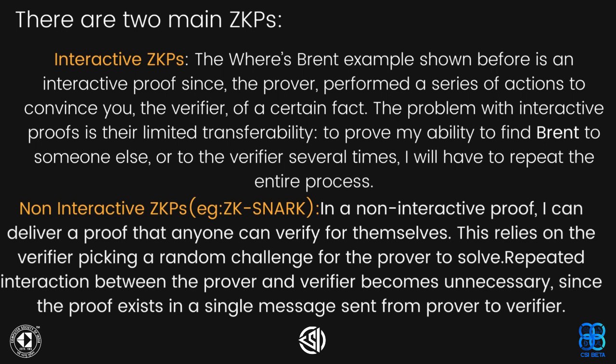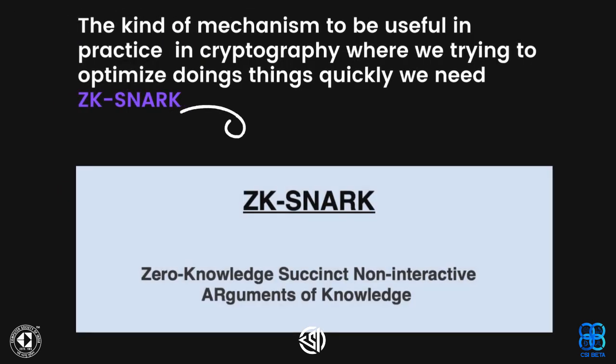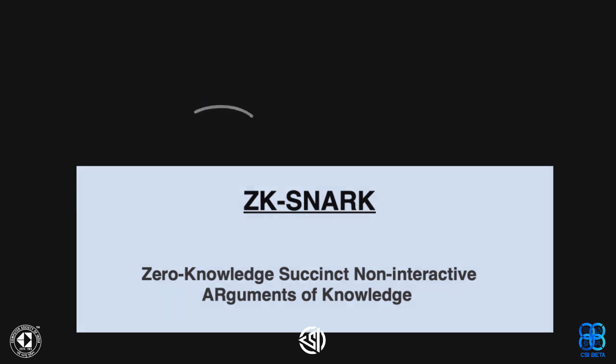which is very tiresome. And with non-interactive ZKPs, for example zk-SNARK, one of the best things is that you can deliver a proof to anyone and they can verify it for themselves. This relies on the verifier picking a random challenge for the prover to solve, and it is also very fast. It is a mechanism that is very useful in cryptography. zk-SNARK is the short form of zero knowledge succinct non-interactive argument of knowledge.